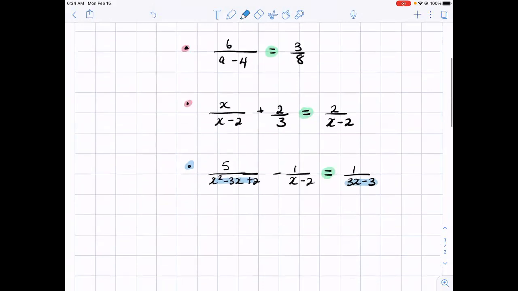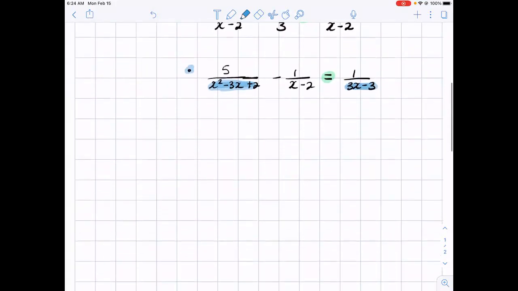So when it's not factored, I would strongly recommend for you to factor these denominators first, and then you will get to see what the lowest common denominator is. I had shown a video on adding and subtracting rational expressions. In that video, I also show how to find the lowest common denominator. So let's solve rational equations.